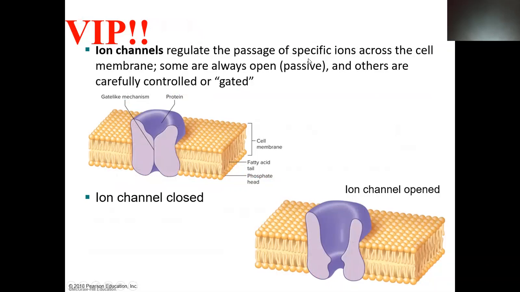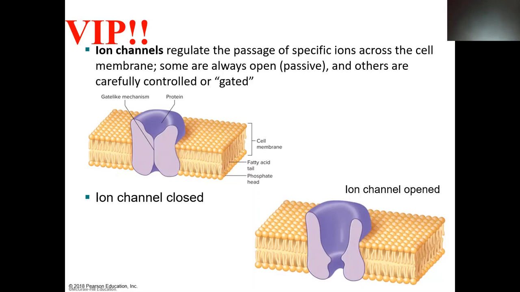Other channels are going to be carefully controlled, or what we would refer to as gated. So it will have this gate-like mechanism, and it will only open under certain circumstances. And that's basically what we're going to be talking about today, is what are those circumstances that will cause the channels on the neuron to open so that we can have this movement of sodium and potassium that will allow an action potential so the neuron can communicate appropriately.